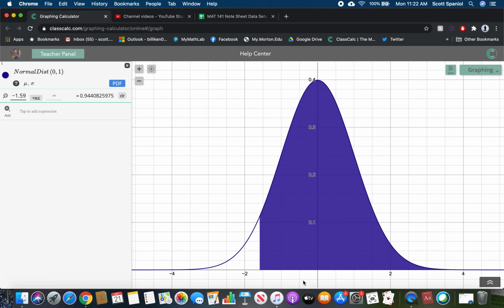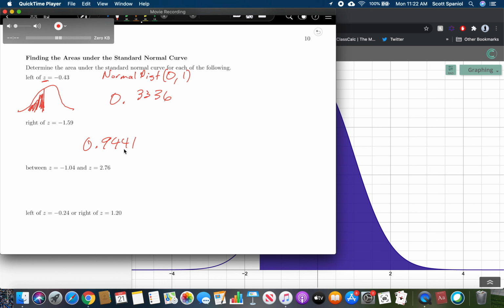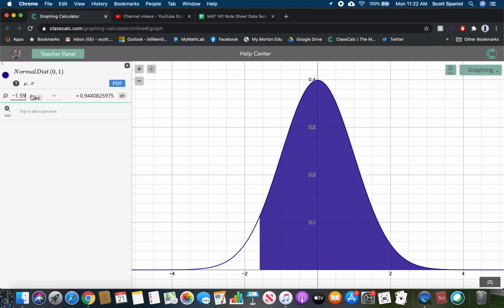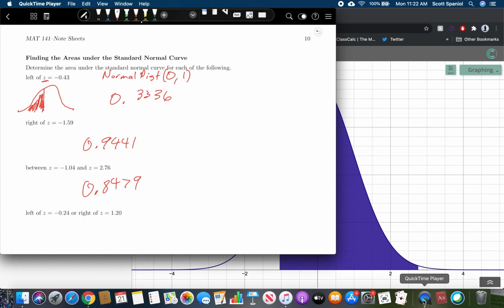Okay. And then we could do area between, which means we're just going to put this left value on the left and the right value on the right. So negative 1.04 up to 2.76. And notice in the graph, we're shading between those. So here's negative 1.04 and 2.76 is over here. And we're shading in between those. And that gives us 0.8479 when we round to 4 decimal places.